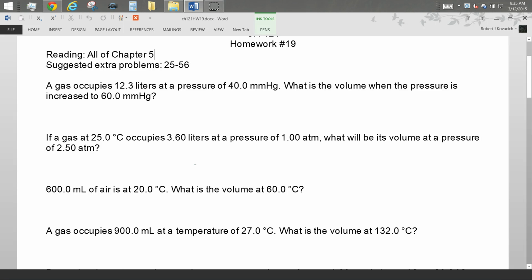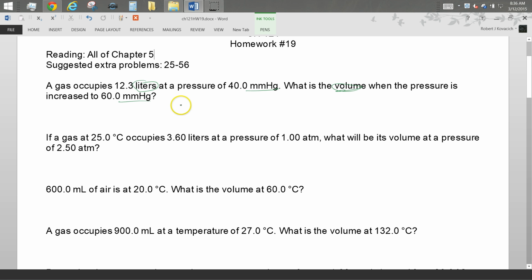All right, let's go ahead and go over this. What are we looking for in this question? We're looking for a volume. All right, so I need a volume. I've got a volume unit right here, and I've got two pressure units. I start with a pressure of 40 millimeters of mercury, and I end with a pressure of 60 millimeters of mercury. So I'm increasing the pressure, so what is that going to be doing to the volume? It's going to go down.